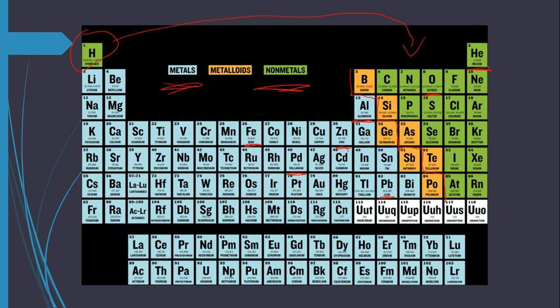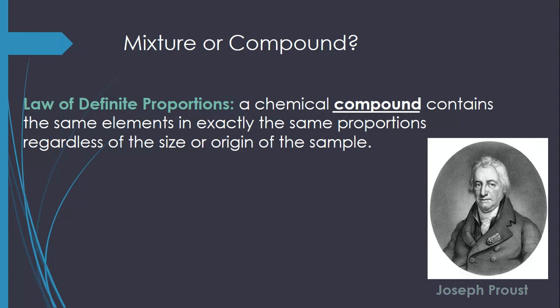And then the metalloids would be the things touching the staircase. The only one that's really doing it that doesn't belong is aluminum. Aluminum is a metal because it's aluminum. And you know what aluminum foil looks like, right? That's a metal. That's not a metalloid. All right. So that's how you can tell whether an element is a metal or a non-metal or metalloid.